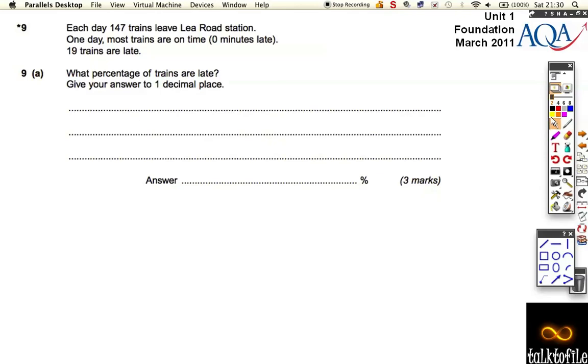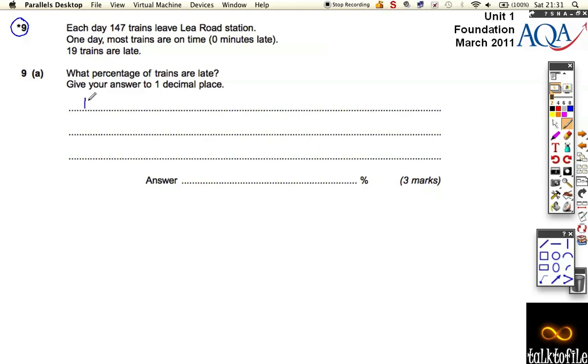Okay, this is the last question on the 2011 paper for Unit 1, and it's a bit of a tricky one because not only have we got this star up here, which means you've got to explain yourself as you're going along and explain fully, it's actually 11 marks in total, so it's quite tricky. Each day 147 trains leave Lee Road Station. One day most trains are on time, 19 trains are late. What percentage of trains are late?